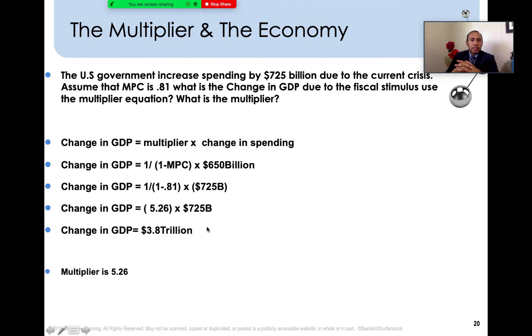That means that the economy is going to create a stimulus. That's why it's called a stimulus package. You're supposed to stimulate economic activity. The government injected 725 billion into the economy, and it's going to create a multiplier expansion process.